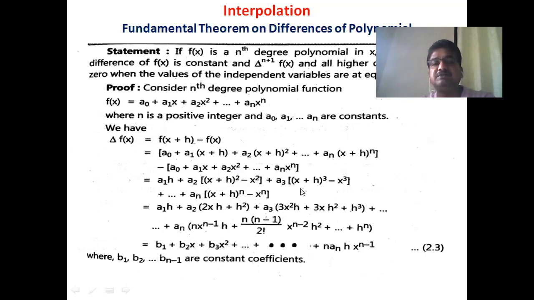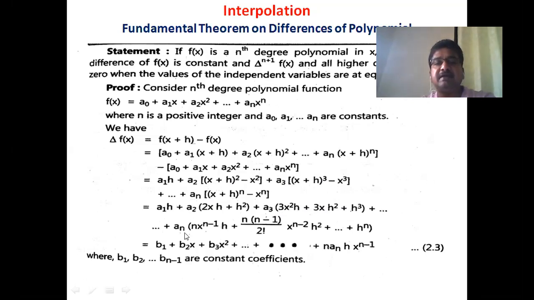Then simplify all these brackets. So the next step is a1h as it is, plus a2, and the square of this bracket: the first term is x², and this x² minus x² becomes 0, and then 2hx plus h², the simplification of this bracket. Similarly, in the simplification of this bracket, (x+h)³, x³ gets cancelled, so the remaining terms are in this bracket: 3x²h + 3xh² + h³, and x³ minus x³ becomes 0.